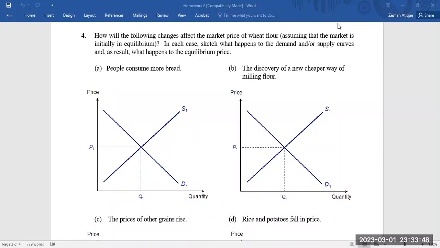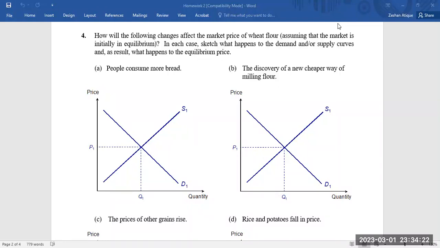For example, we have four different situations here in parts A, B, C, and D of question number four. Look at the statement of question number four. How will the following changes affect the market price of wheat flour? We are considering a market of wheat flour, assuming that the market is initially in equilibrium.